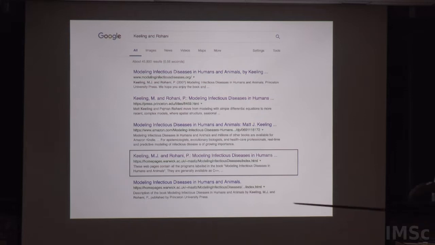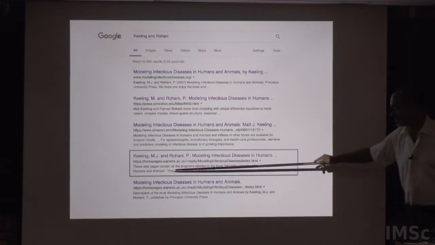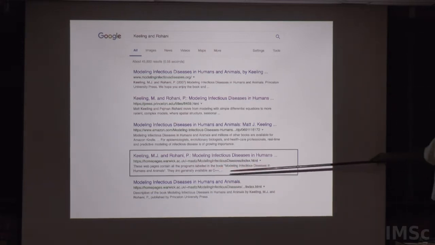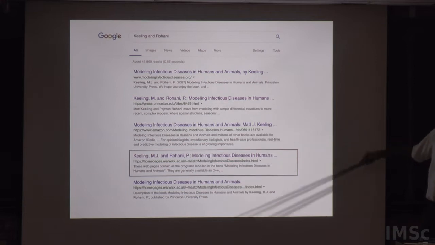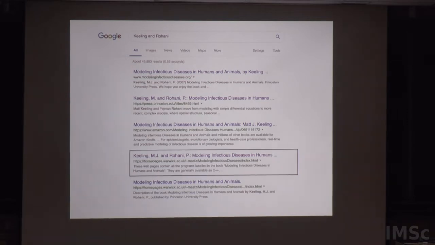You can copy this from here, or you can just do what I did, which is just type Keeling and Rouhani into Google, and this is the fourth entry when I type it in. So that's the web pages containing all the programs labeled in the book, generally available. This is the same link that I gave you in the previous page. So this is the cheap way of doing it, but for those who have copied the link, they can also do it that way. So just remember Keeling and Rouhani.